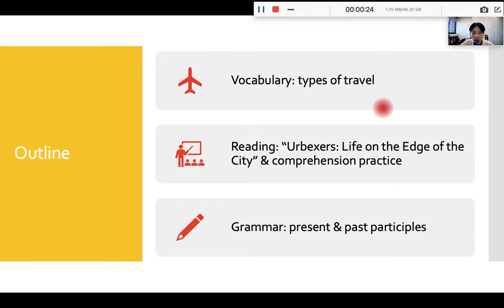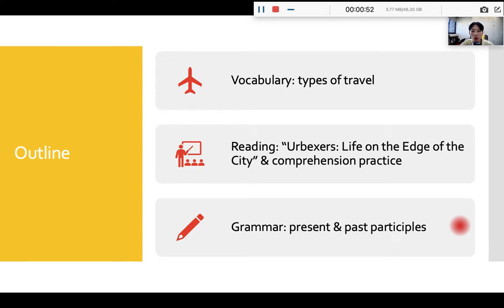Then for the reading, we are about to learn from a group of travelers. They do totally different things in their trips. What do they do then? We will find out from the article Urbexers, Life on the Edge of the City, and we will also do some comprehension practice. Finally, we will review present and past participles.